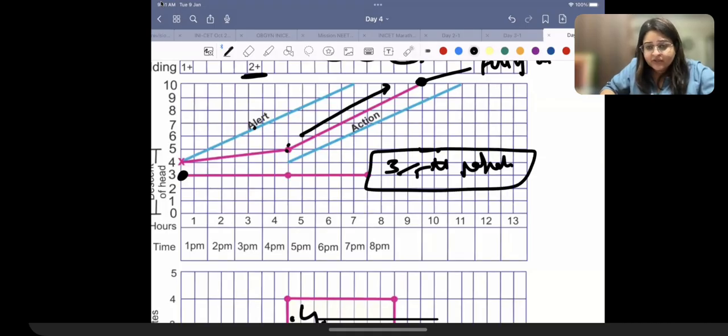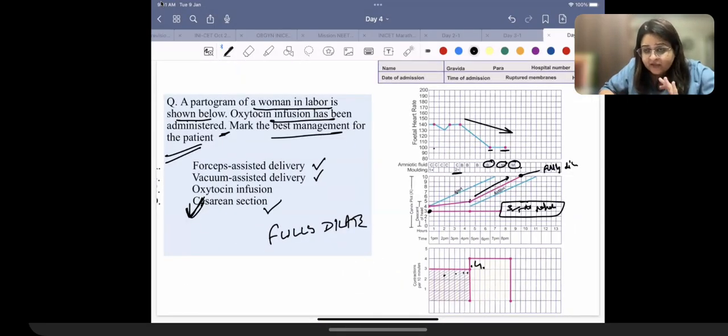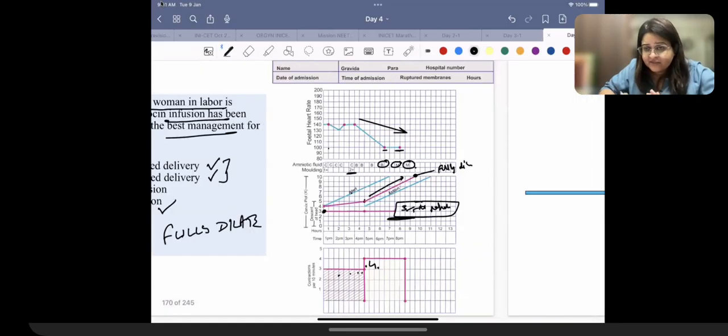I just told you, what did I tell you? That a forceps or a vacuum can be applied when the head is not palpable per abdomen. It's too high for applying a forceps or vacuum. You will not be successful. You have to do a cesarean section.